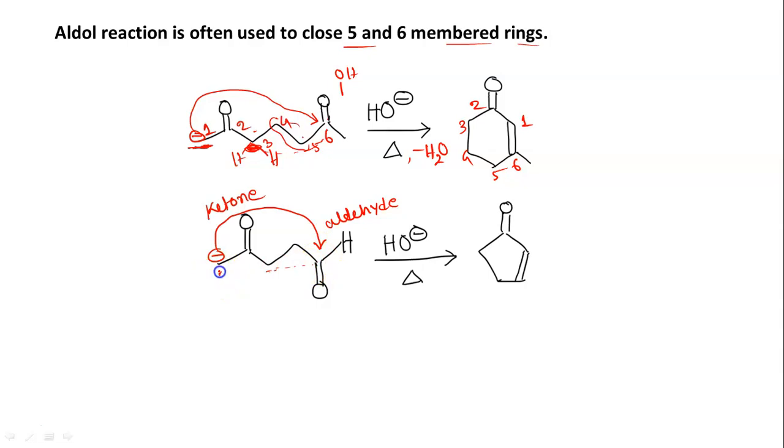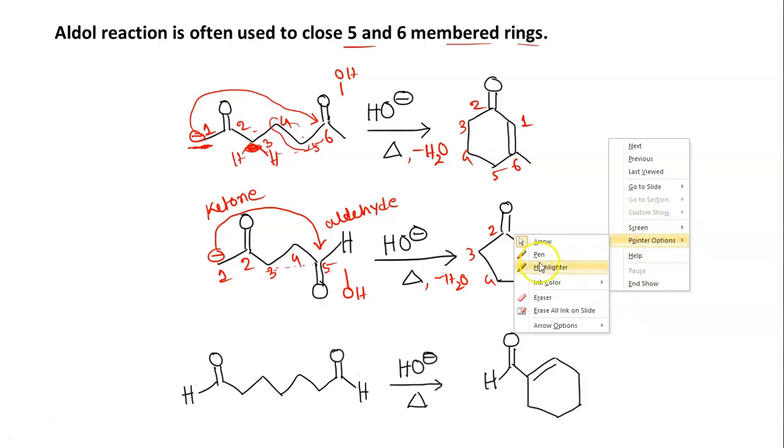So the ring size will be 1, 2, 3, 4, 5. Here first there will be generation of OH, and after that there will be removal of water. So this is number 1, 2, 3, 4, 5. You can compare the numbering. For this type of reaction, always do the numbering so that there is less chance of mistakes.